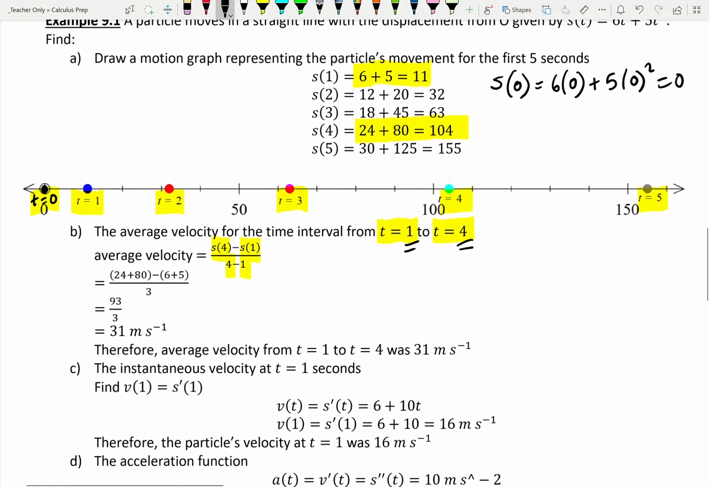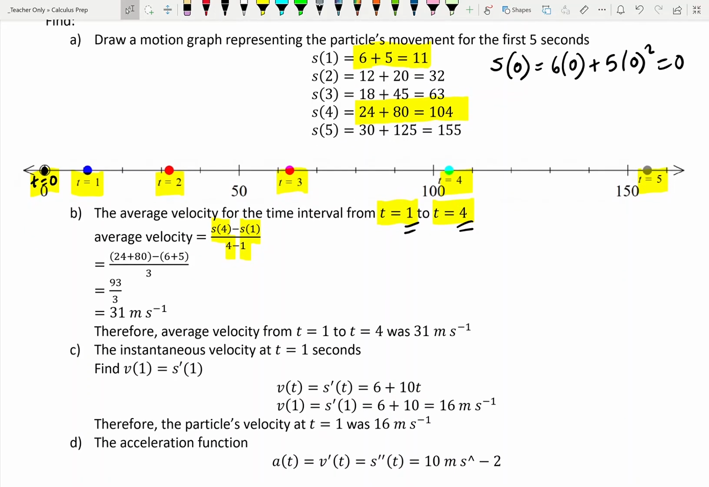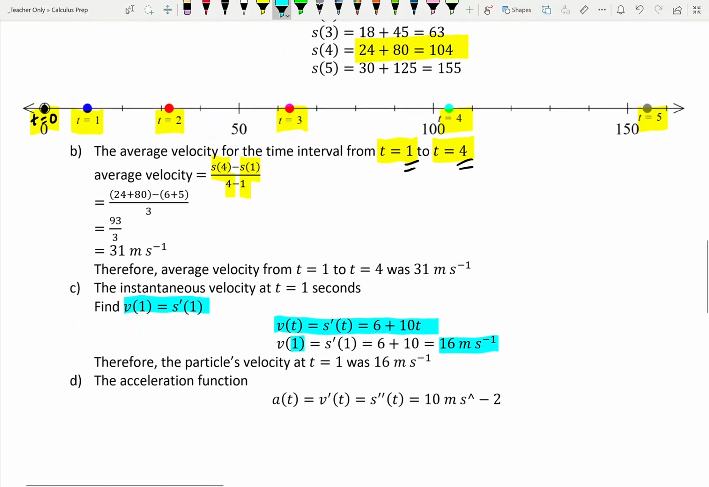The instantaneous velocity at t equals 1 second. To find the instantaneous velocity, we need to find the derivative of our displacement at t equals 1. So velocity is the derivative of displacement, which is 6 plus 10t. We sub in t equals 1 and we're left with 16 meters per second. So that means at the point t equals 1 second, the particle's velocity was 16 meters per second. Again, it's a positive velocity, which means the particle was moving to the right.